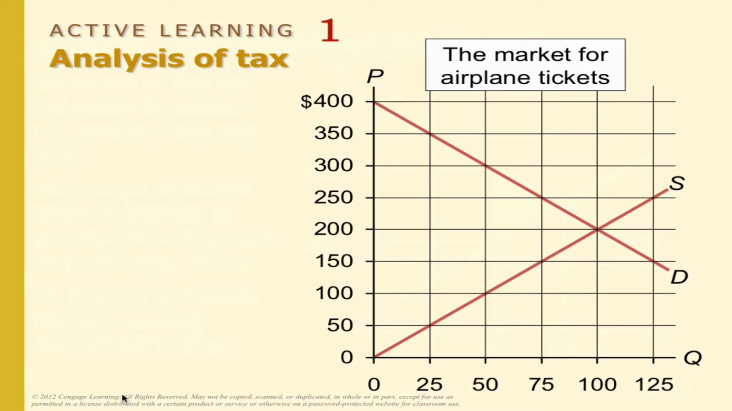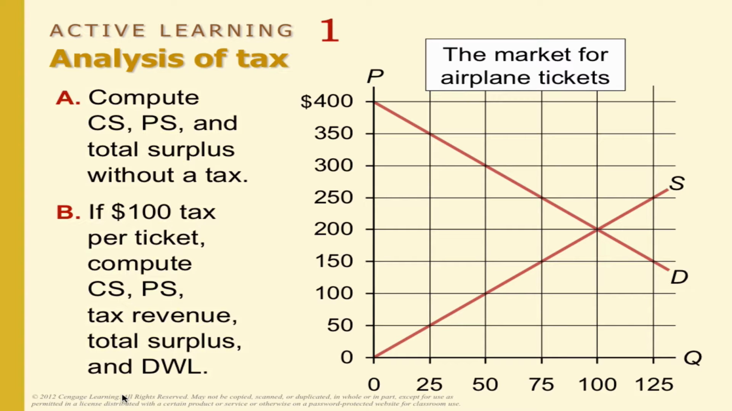Practice time! Compute consumer surplus, producer surplus, and total surplus without a tax. Then if there's a $100 tax per ticket, compute the consumer surplus, producer surplus, tax revenue, total surplus, and deadweight loss. So let's hook up the smart board. These are incredibly low airfares, by the way. All right, where is consumer surplus?